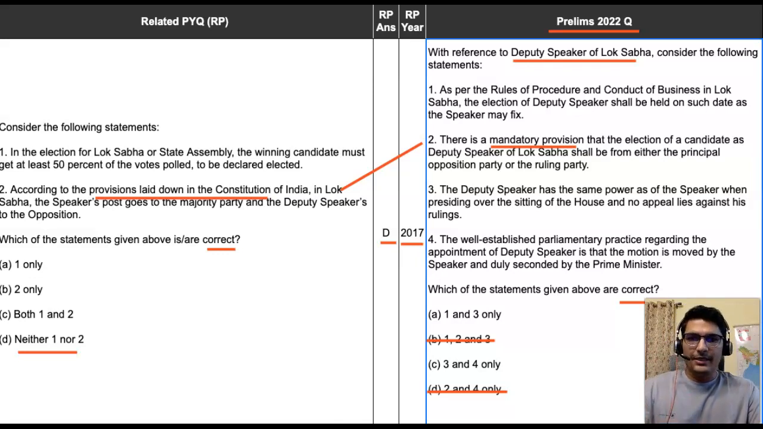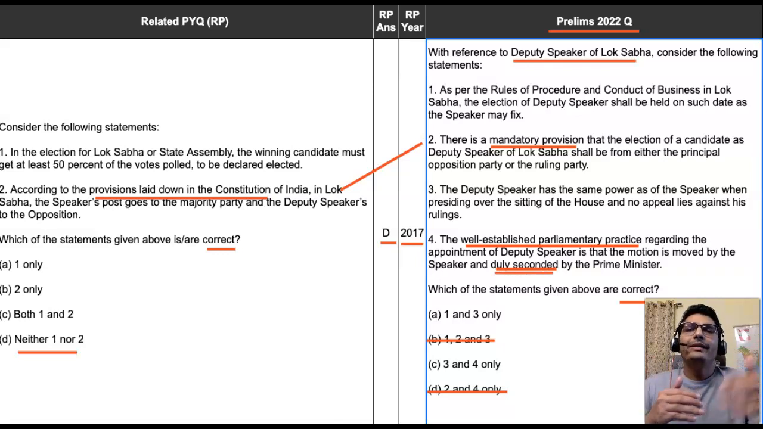So the fourth statement says the well established parliamentary practice. So it is not talking about provisions of law or constitution, it is talking about a parliamentary convention. The well established parliamentary practice regarding the appointment of deputy speaker is that the motion is moved by the speaker and is duly seconded by the prime minister, right?